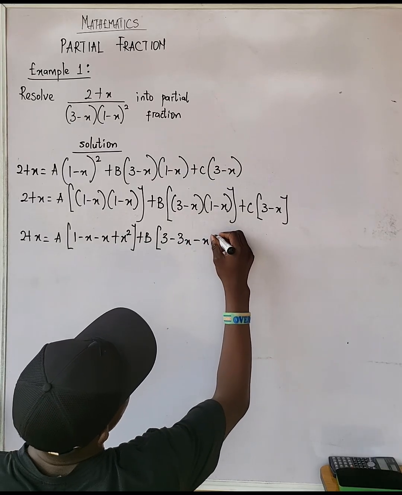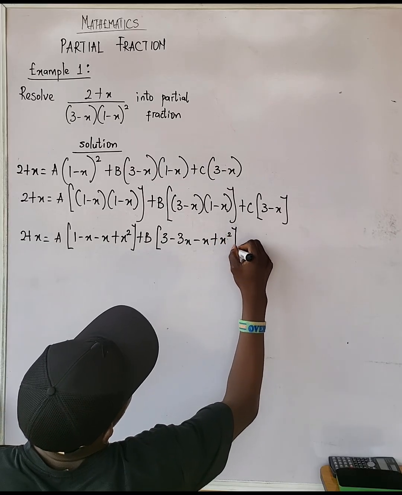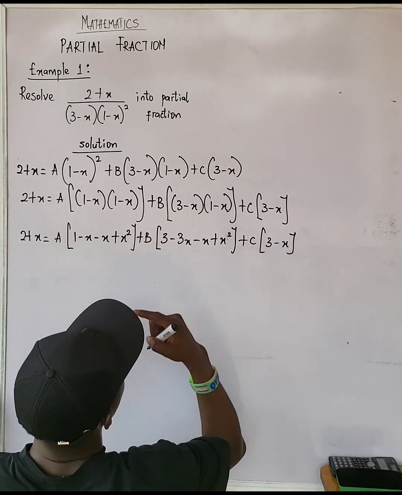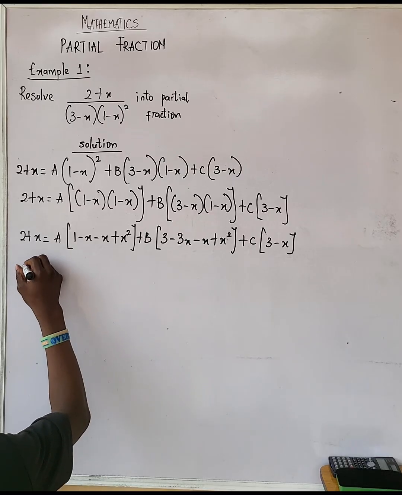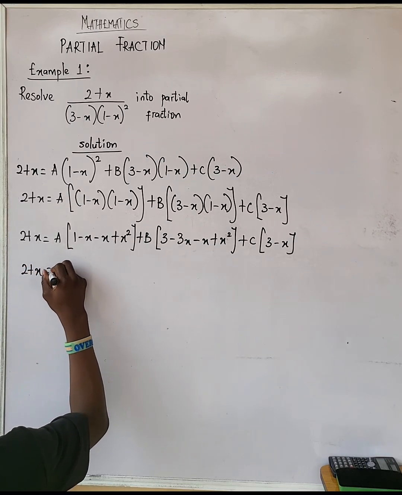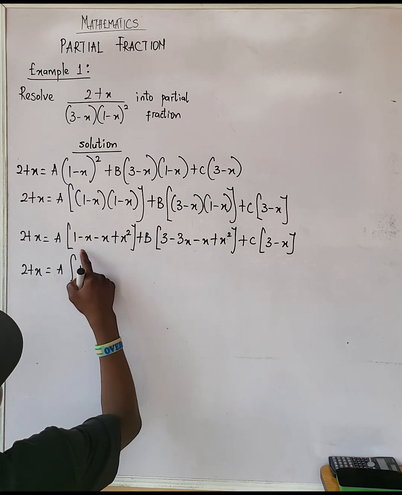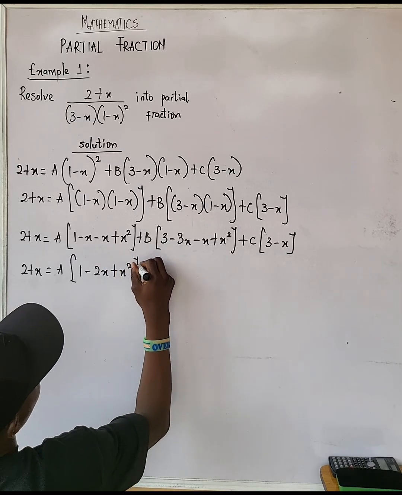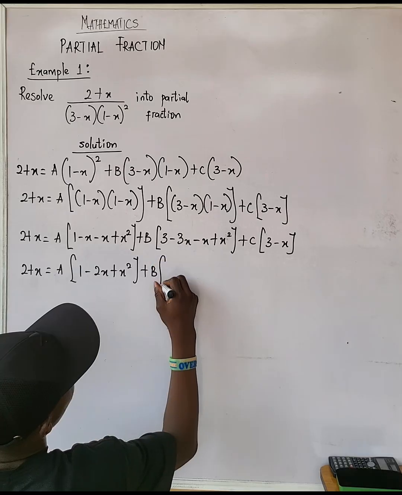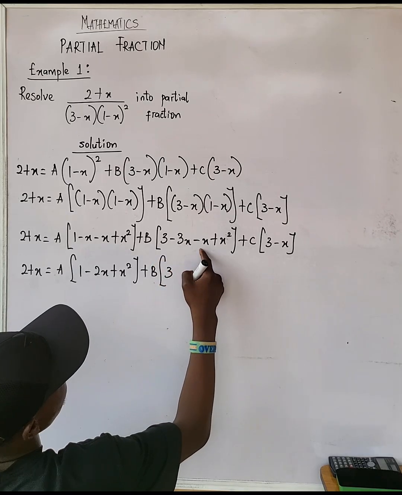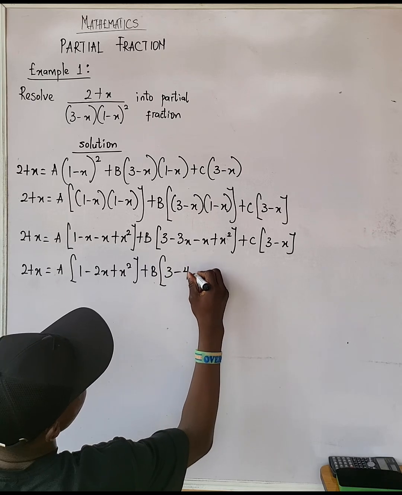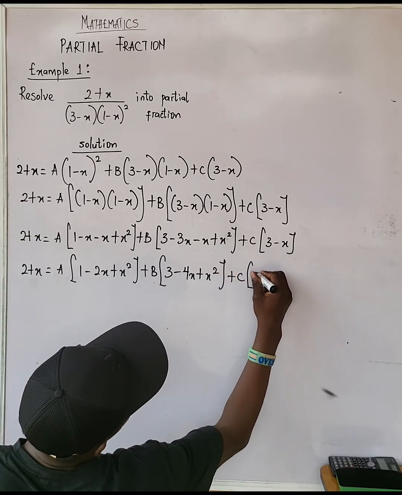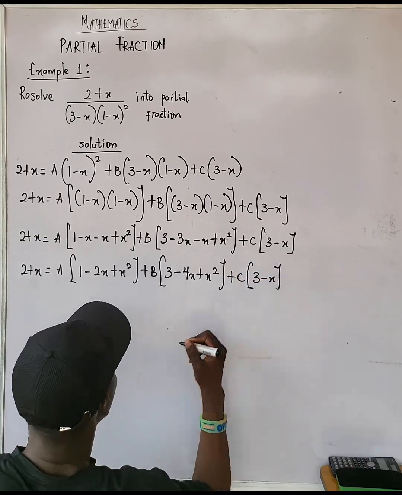Minus x multiplied by minus x, plus x square, plus c. Then we have 3 minus x. So now, let's finish it inside the bracket. That will be 2 plus x equals a into bracket 1 minus x is what? Minus 2x plus x square plus b. This will give us 3 minus 3x minus x will be what? Minus 4x plus x square. Then we have plus c, then 3 minus x.